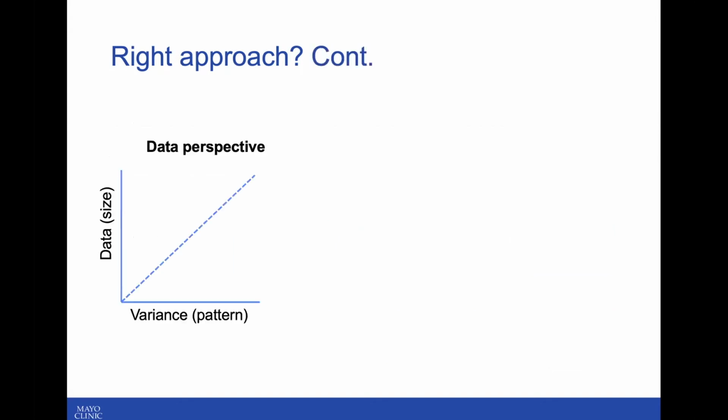And we can think from a different perspective, like a data perspective. We can think about the size of the data and the variance of the data. If we have a large amount of data and the variance is quite complicated, we can apply deep learning and machine learning techniques. If the data is relatively small, with relatively less variance and relatively simple patterns, then we can apply rules and dictionary lookup.